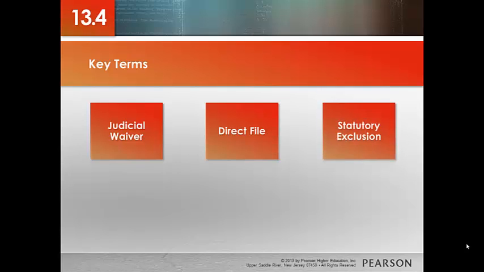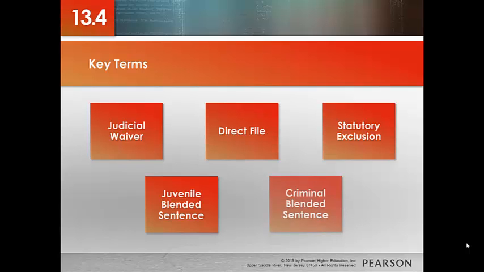Statutory exclusion means that criminal courts have original jurisdiction for certain crimes committed by juveniles. In a juvenile blended sentence, the juvenile court judge can impose both juvenile and adult sanctions on certain categories of serious juvenile offenders. Criminal blended sentences refers to cases where a juvenile is tried as an adult and the criminal court judge can impose juvenile sentences that would ordinarily be available only to juvenile court.